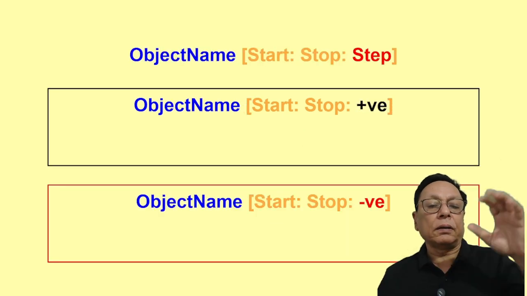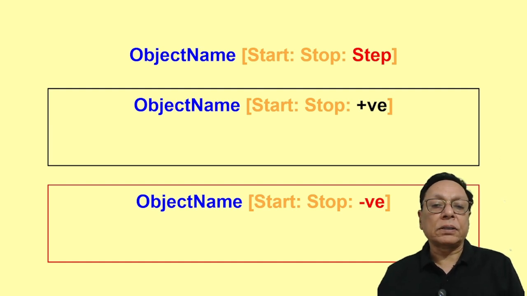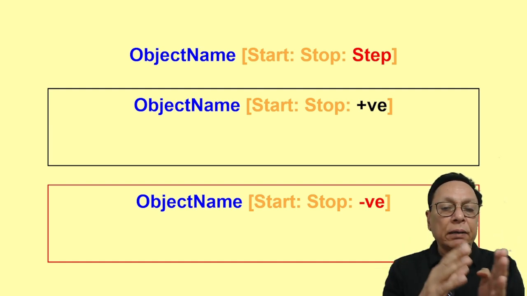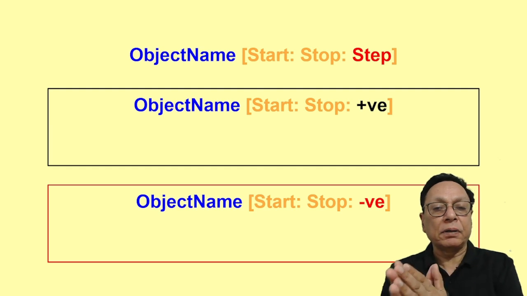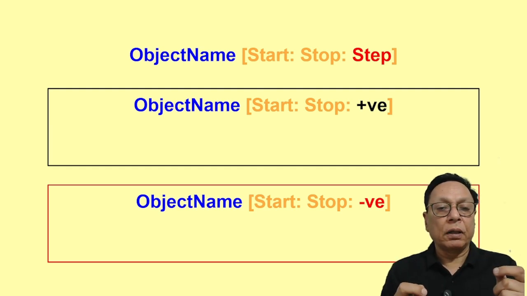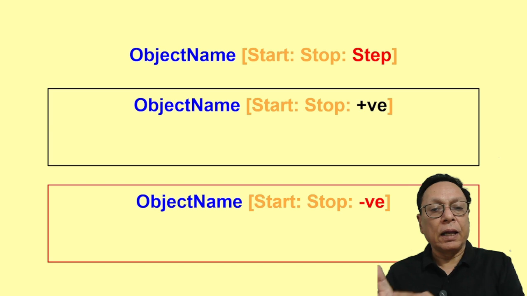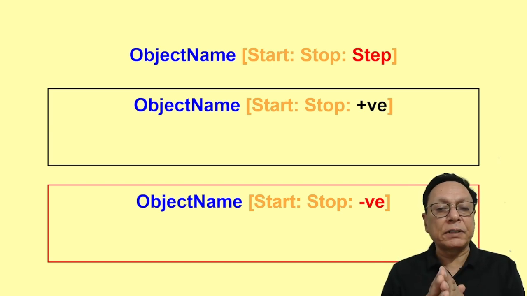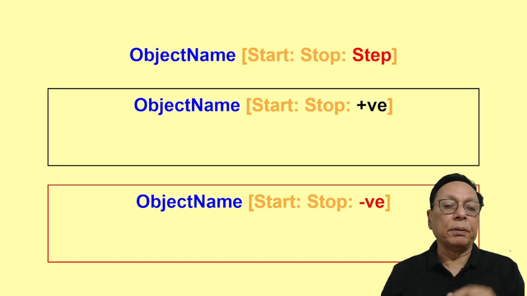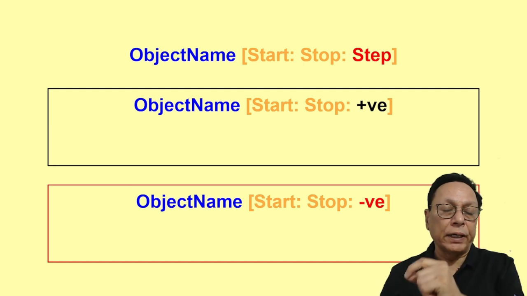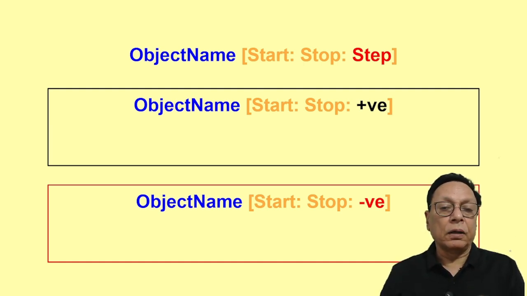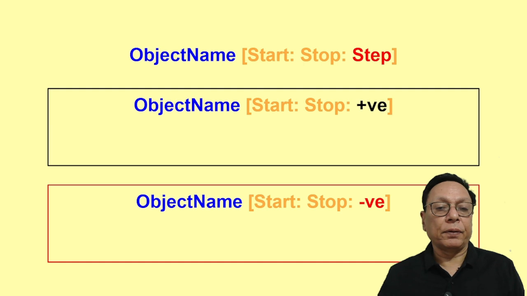So here if you look at start, stop, and step, a positive step says you are moving from left to right, and a negative step says you are moving right to left. Why? Because the index in list, string, and tuple begins from 0 when you move left to right, and begins with -1, -2, -3 when you traverse right to left. Okay.